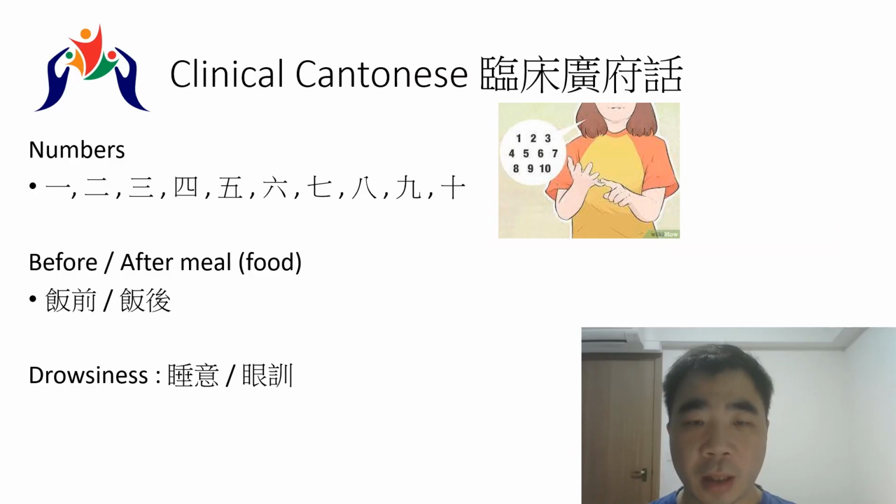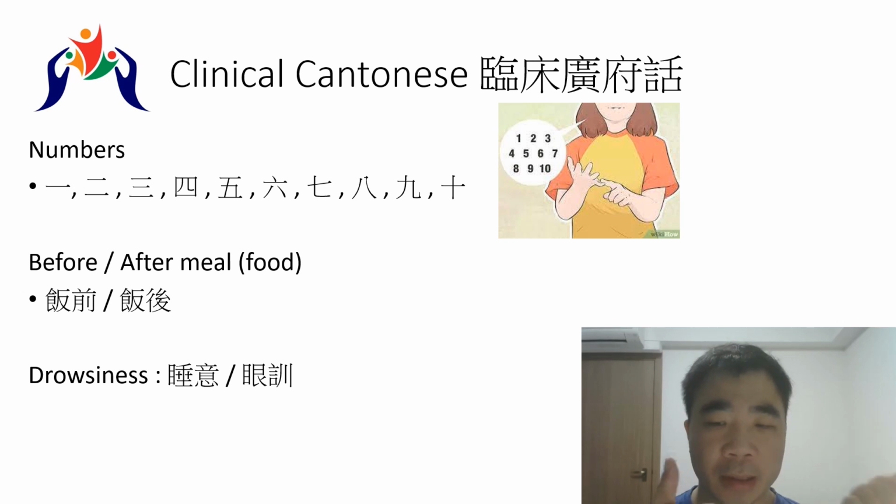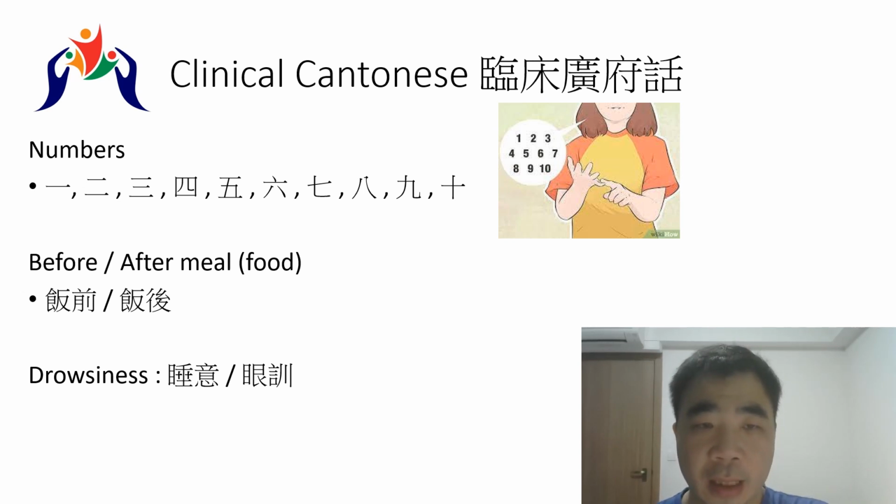If you want to give the instruction well, these are some basic phrases you need to practice. For example, numbers. Numbers are the most important. Cantonese numbers 1, 2, 3, 4, 5, 6, 7, 8, 9, 10. No matter which language you learn, the numbers are the most basic and most important because you need to give the dosage. So remember the numbers well.